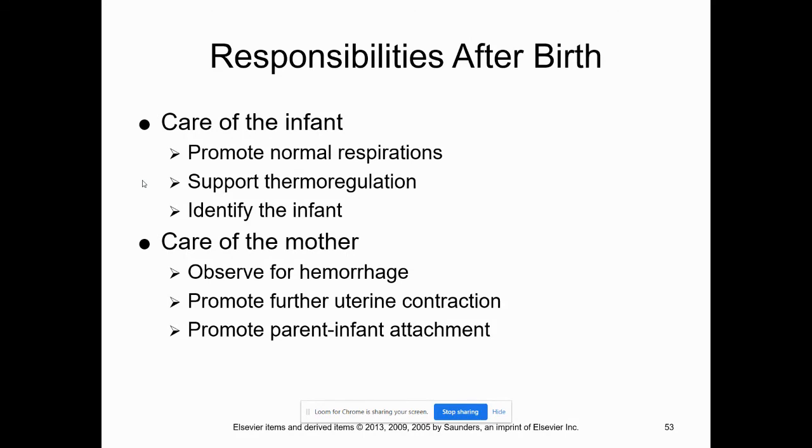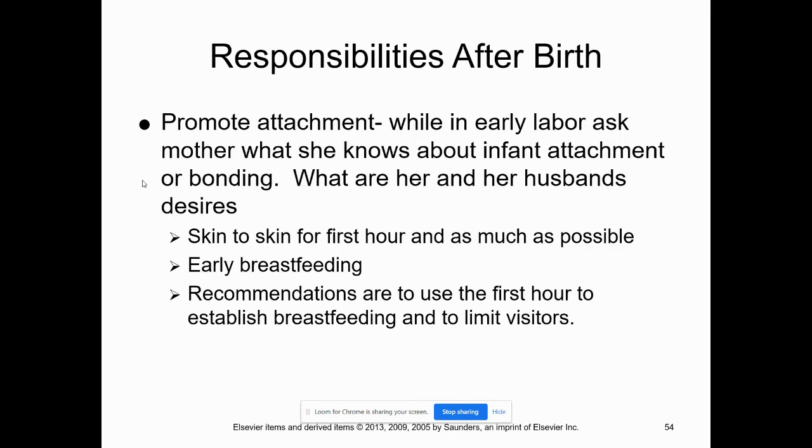The other thing we do is promote parent-infant attachment, and part of that is doing what we can while the baby is on mom's chest and baby and mom are looking at each other. Baby might be looking for a nipple, maybe not, but at least skin to skin. There are a number of things we can do while the baby's on mom's chest. We can continue to dry it off and so forth. Part of what we do is promote attachment.